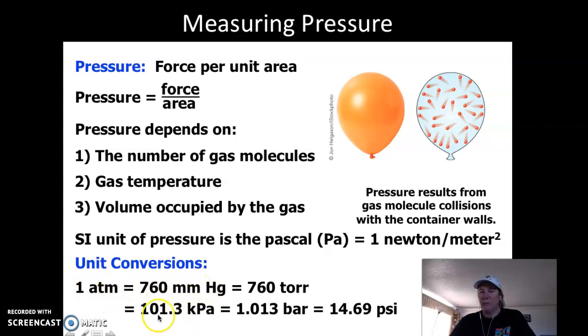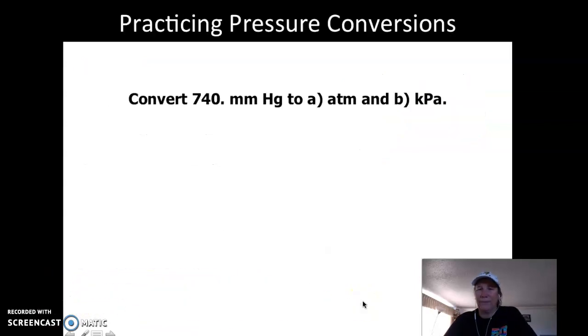This one's common and this one's common. The rest of them, not so much. Okay. All right. So if I have 740 millimeters of mercury and I want to change it to atmospheres, okay.